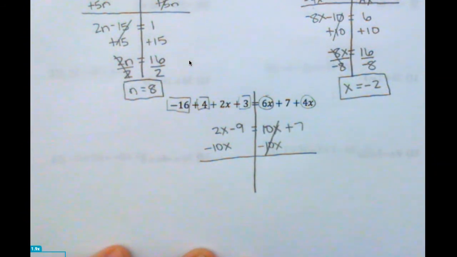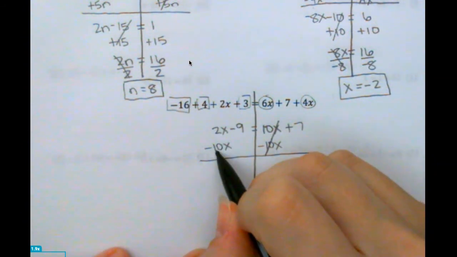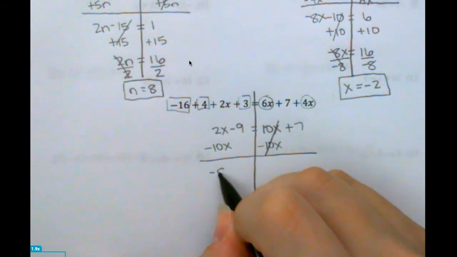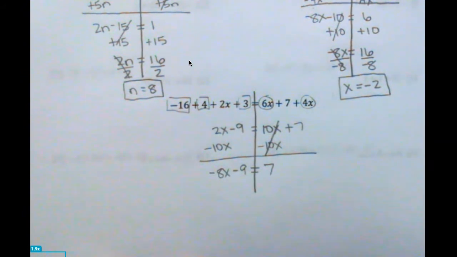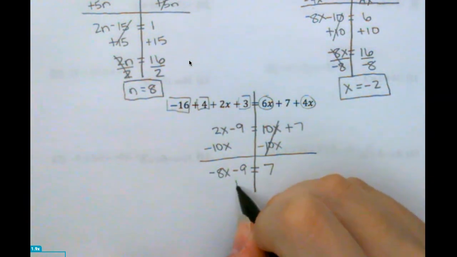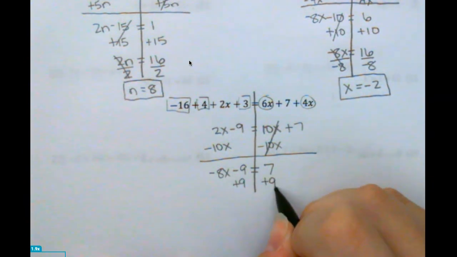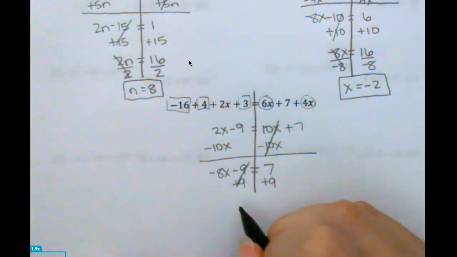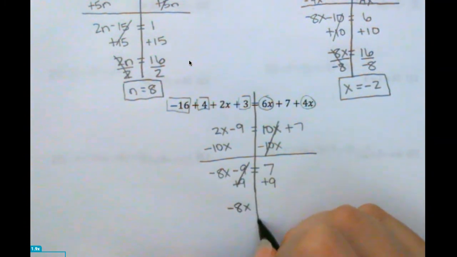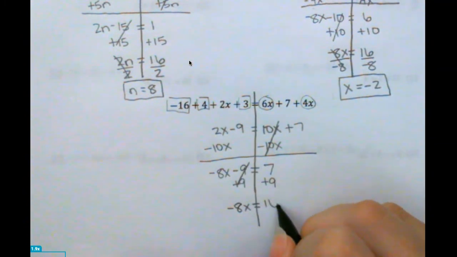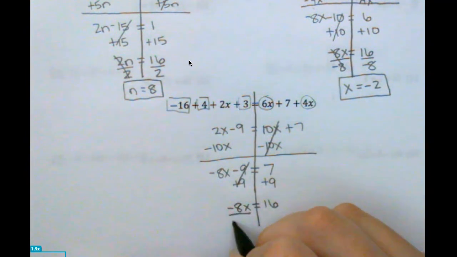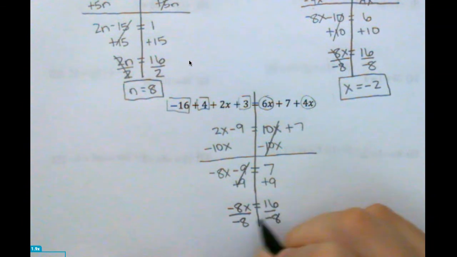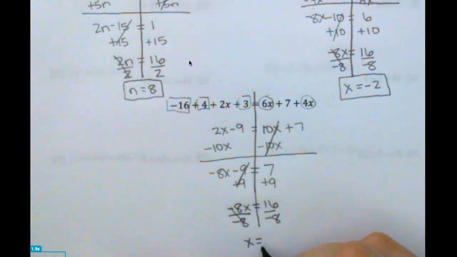The 10s cancel. 2 minus 10 on the left is negative 8x. Bring down the negative 9. Bring down the 7. Then I'm going to add 9 to both sides. The 9s cancel. I get negative 8x equals 16. Just like the other one, actually. Divide both sides by negative 8. And I get x equals negative 2 for my final answer.